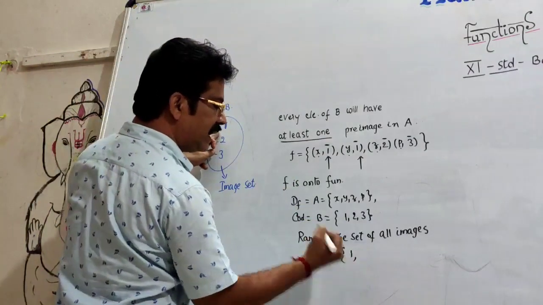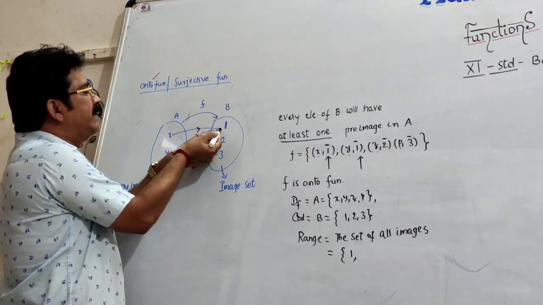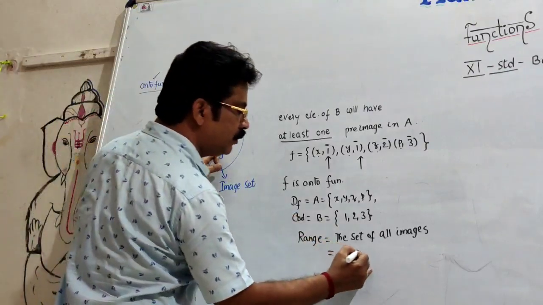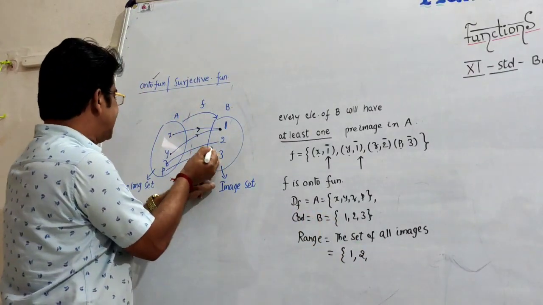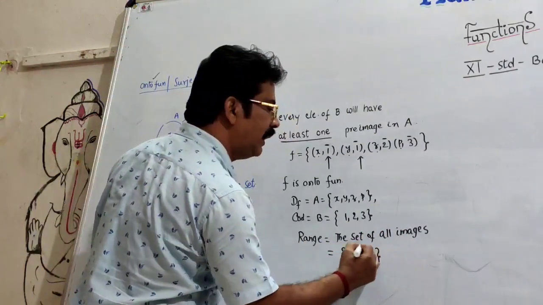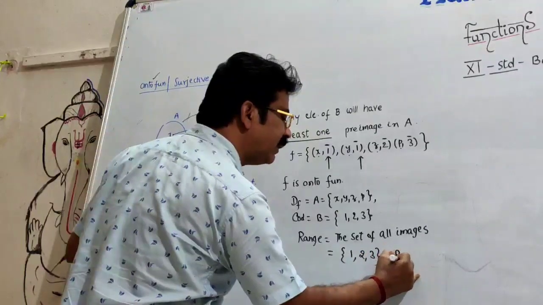Therefore 1, at least 1. Okay, 1 is also the image of Y. Next 2 is the image of Z. So 2. 3 is the image of so and so element. So 3. So this is called the image set. Unexpectedly it is equal to B.